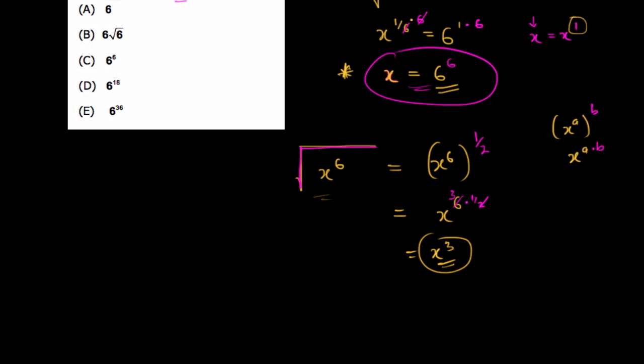So if x equals 6 to the power 6, I can make the substitution here. What you obtain is 6 to the power 6, then raised to the power 3. Again, we use the law that you can multiply the exponents. So this is 6 to the power 6 times 3, which is 18. So your answer is 6 to the power 18.